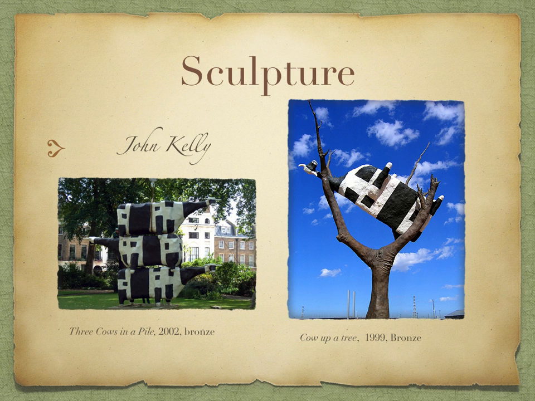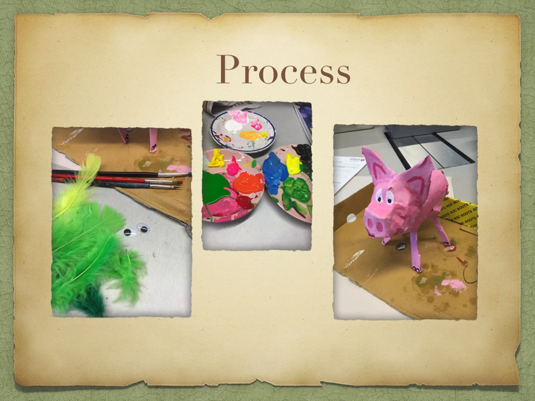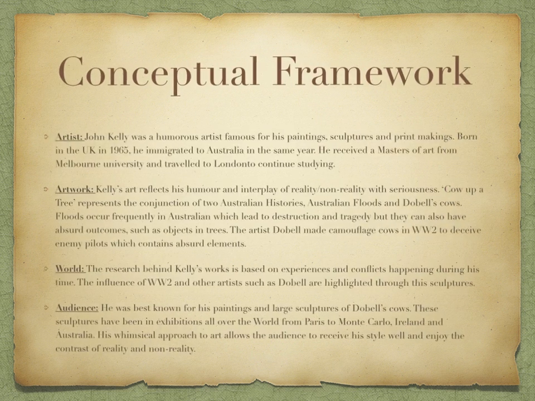Now, there's a background to the story of why he created this artwork, and it was influenced by his Australian culture. However, he was very humorous, and this shows in his art. Now, in class, we created figures similar to John Kelly, out of cans and bottles. Obviously not as big as the cow in a tree, but made in a similar way. We used paper and glue and paint and decorations to design our creatures.